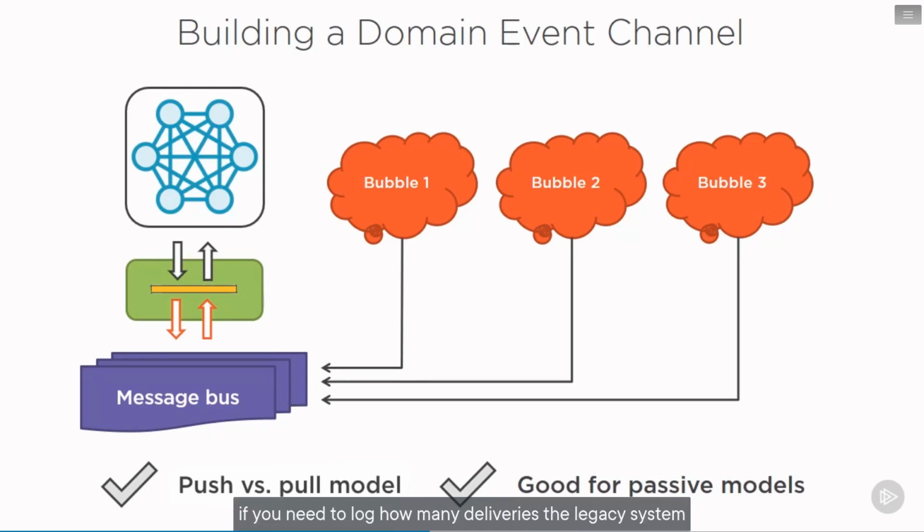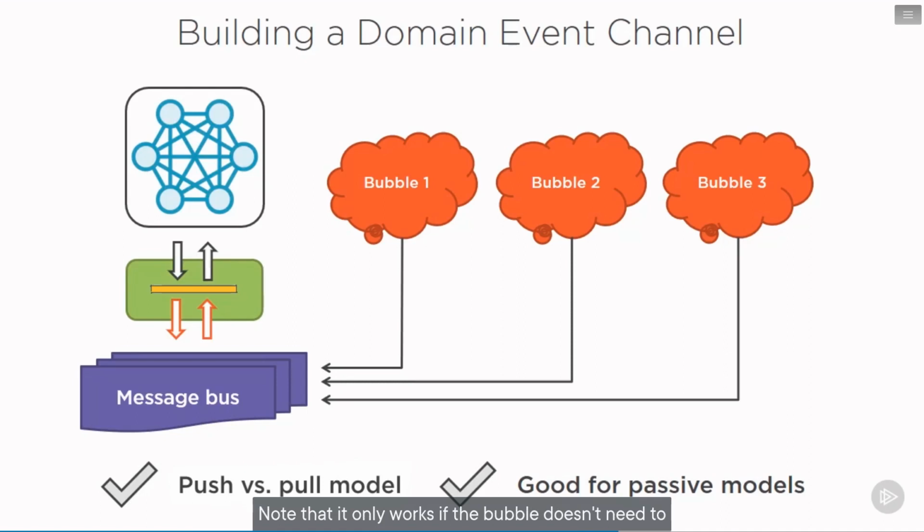For example, if you need to log how many deliveries the legacy system ships or keep any other kind of statistics, the domain event channel would be a perfect fit for you. With it, you are able to encode any required information in the events themselves, so that the bubble won't ever need to reach out to the legacy application. The system will tell you what's going on with it in a series of events.